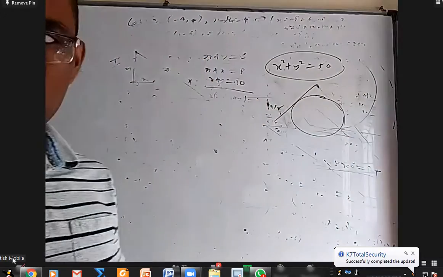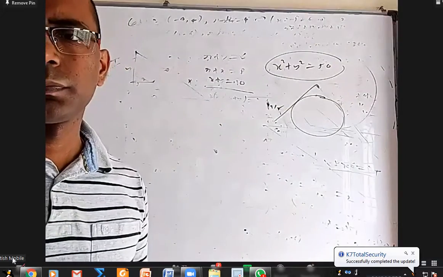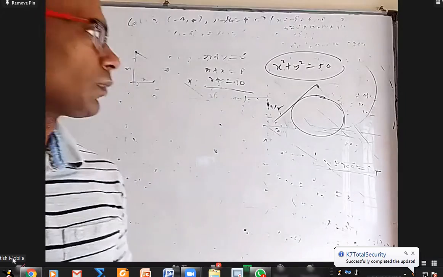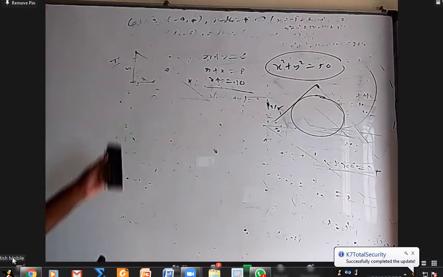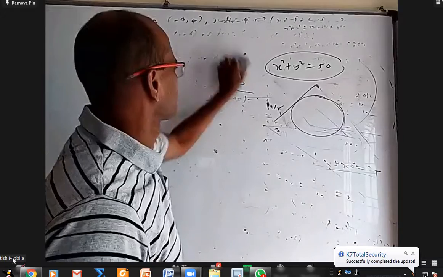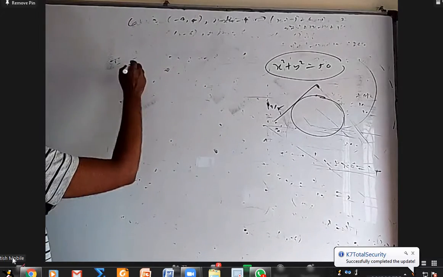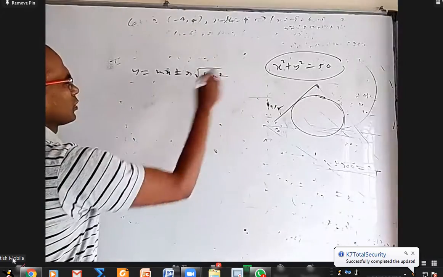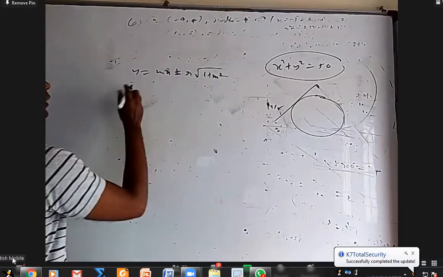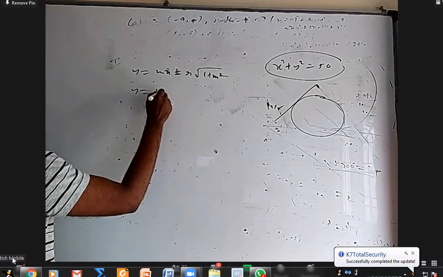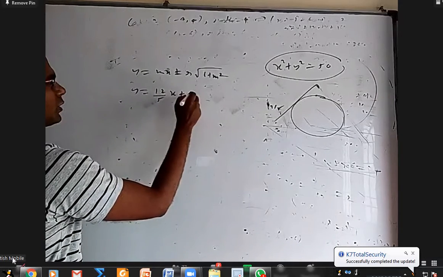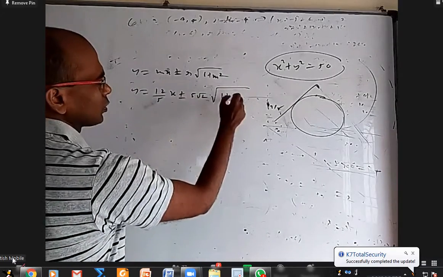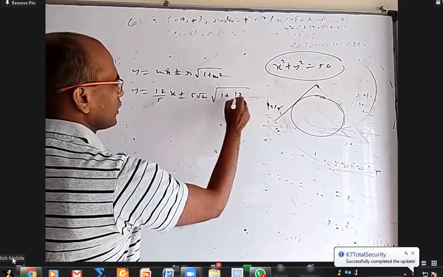Which formula should I use? y equals mx plus or minus r root over 1 plus m square. Yes, the general tangent formula, I can use that. So y is equal to mx plus or minus r into root over 1 plus m square. m is 12 by 5, x is x, r is 5 root 2. And this is root over 1 plus 12 by 5 whole square.